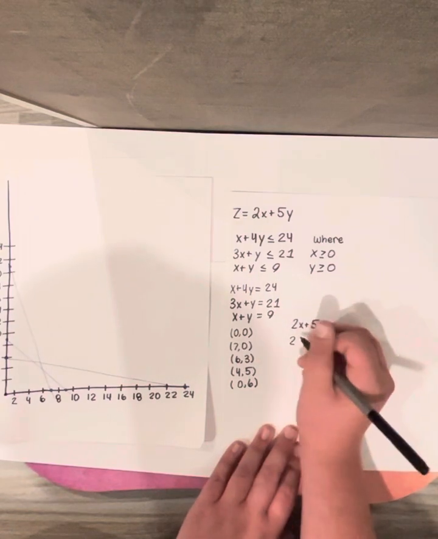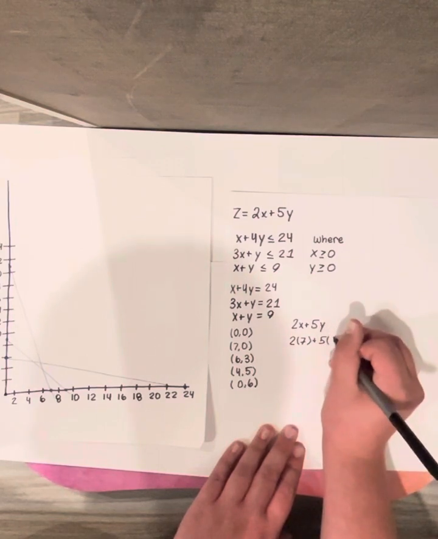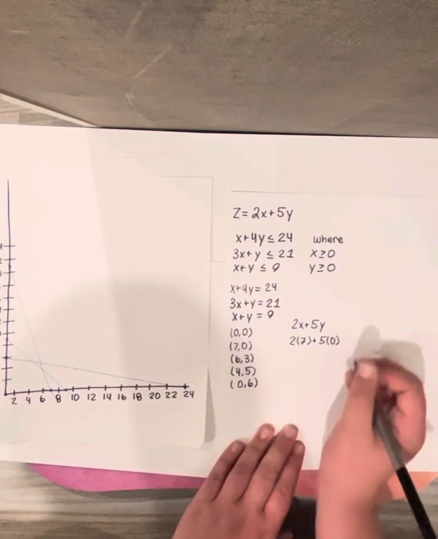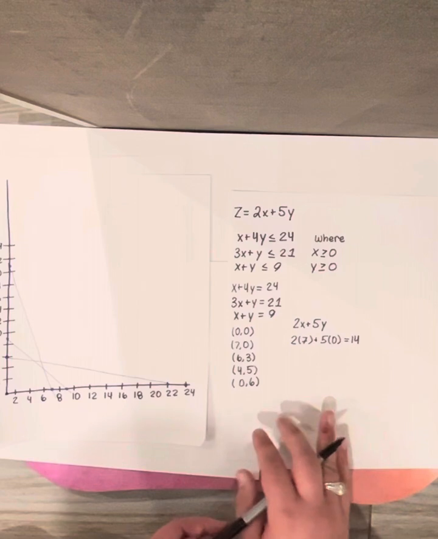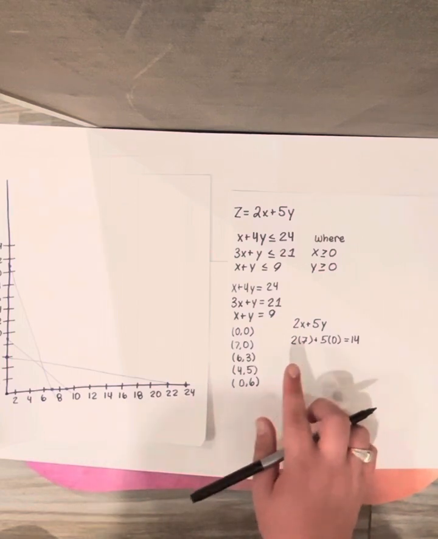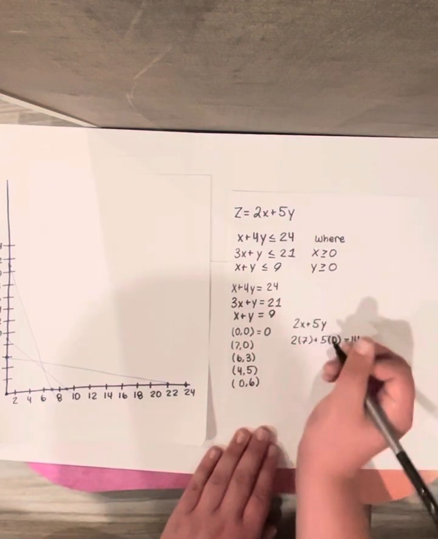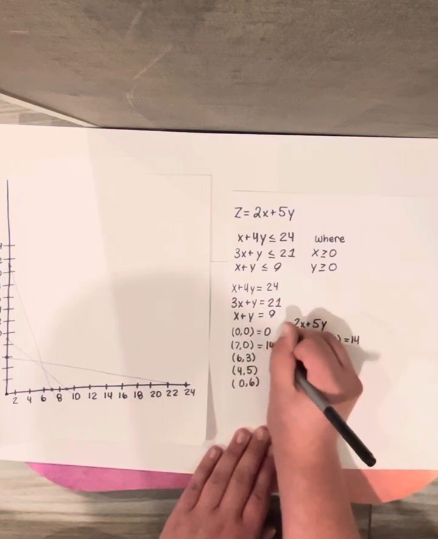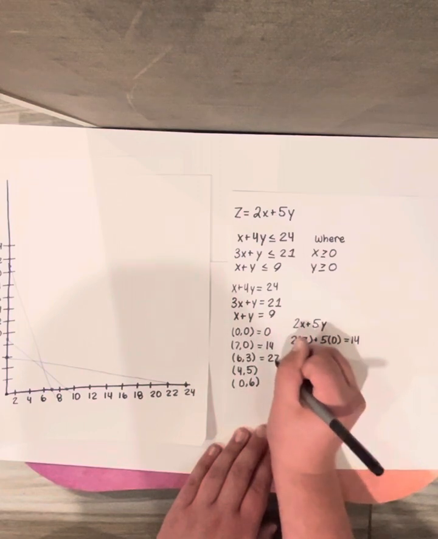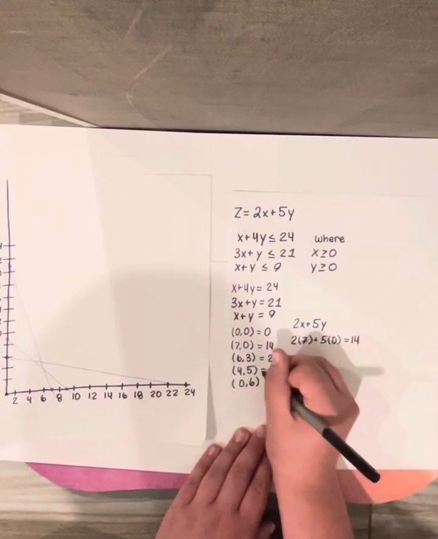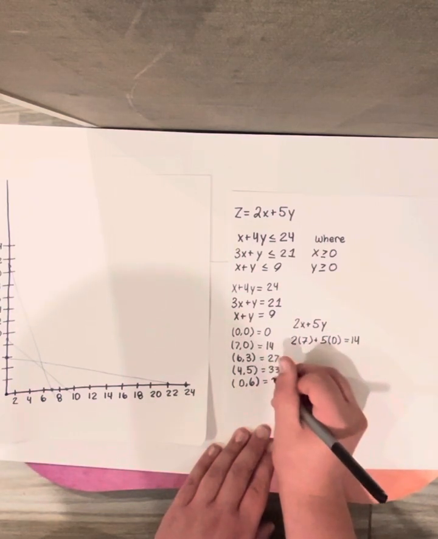So you're going to have 2 times 7 plus 5 times 0. And obviously, when you do that, you'll get 14. And when you substitute these corner points back into your equation, you should get for 0, 0, 0, for 7, 0, 14, for 6, 3, 27, for 4, 5, 33, and for 0, 6, 30.